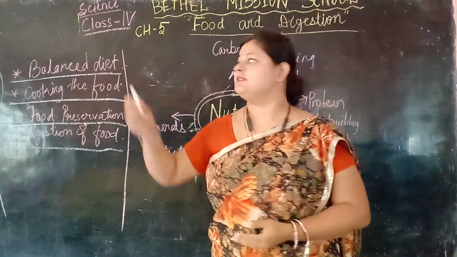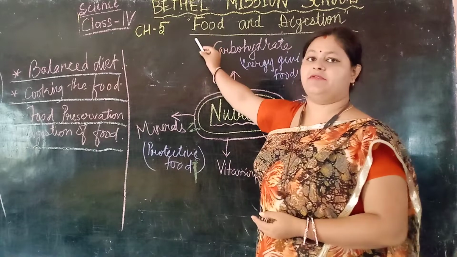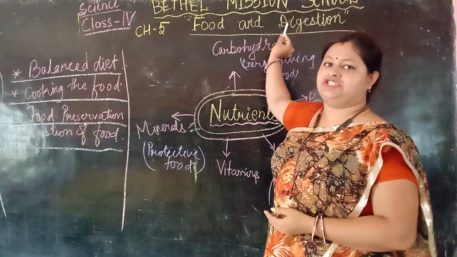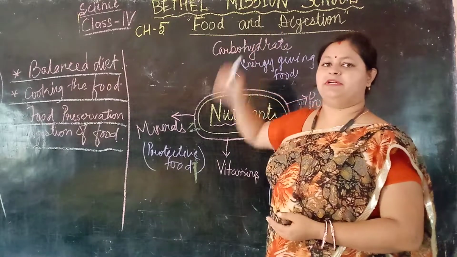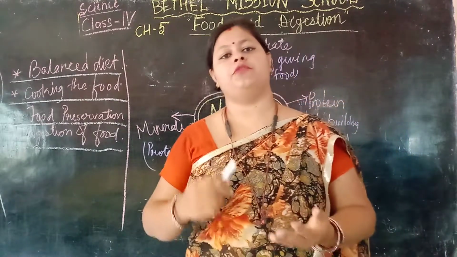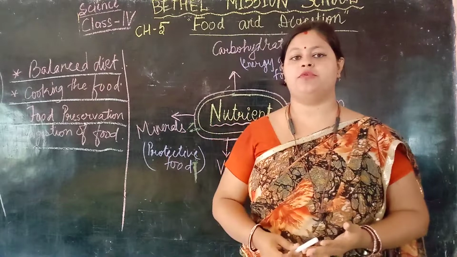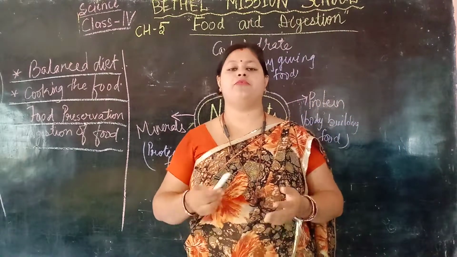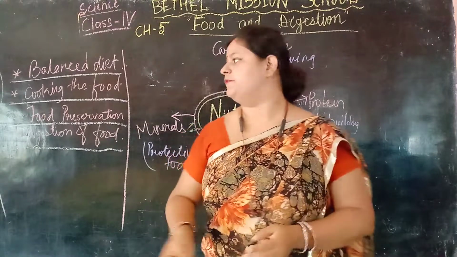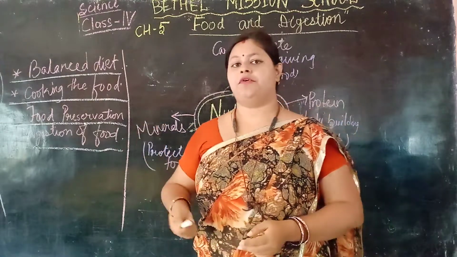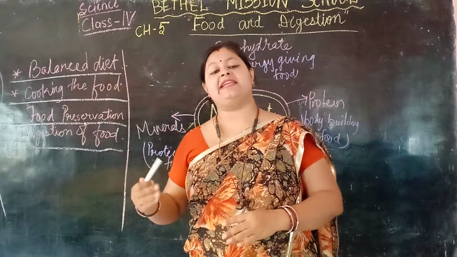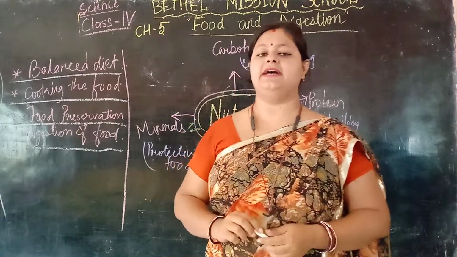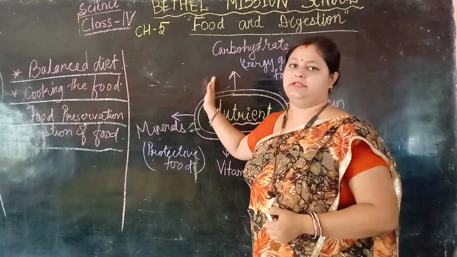The 4th class science, the chapter which we are going to discuss is the 5th chapter, Food and Digestion. The chapter covers food, the importance of food, what a balanced diet is, what the nutrients are, how we take food, how we preserve food, how we cook food, and how the food is digested in our body. Everything is discussed in this chapter.